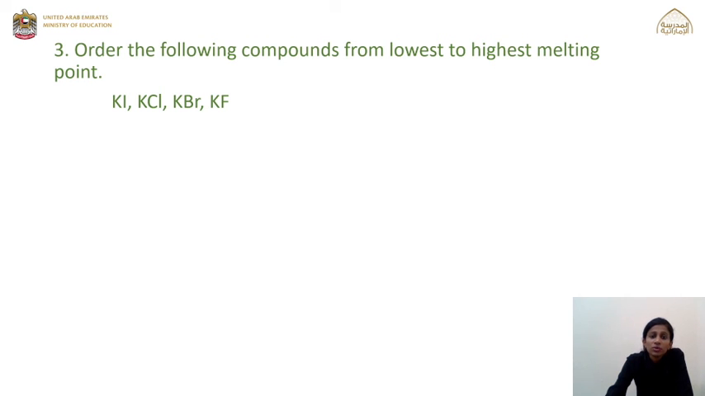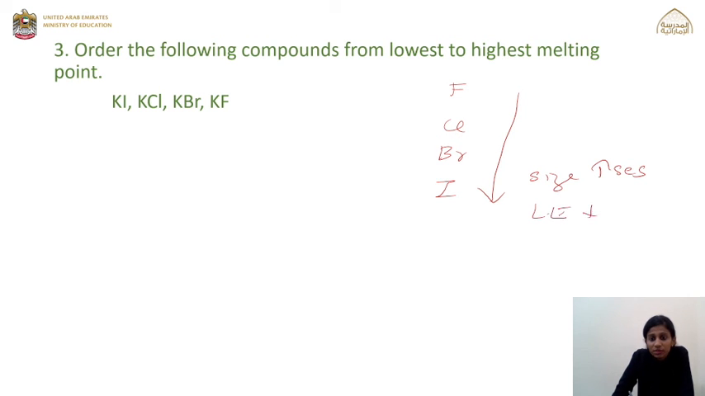Order the following compounds from lowest to highest melting point. So you have all the cations which are the same, the anions are different, and all the anions are halogens. Halogens are arranged fluorine first, then chlorine, then bromine, then iodine. Down the group, the size increases, so greater the size, lesser will be the lattice energy. So lattice energy decreases in this order. Here they have given lowest to highest, so you have to start from lesser lattice energy to higher lattice energy.